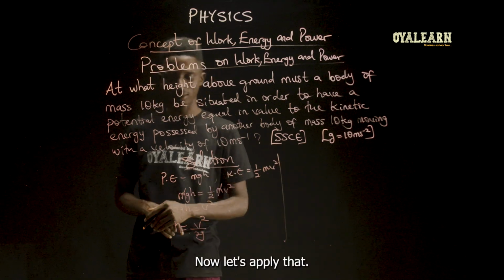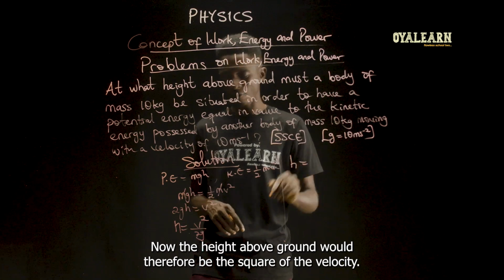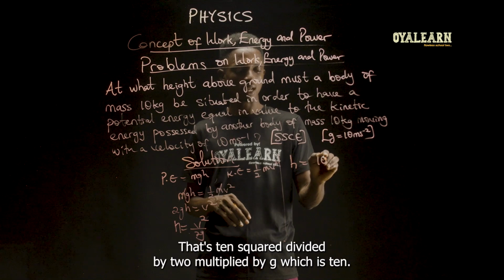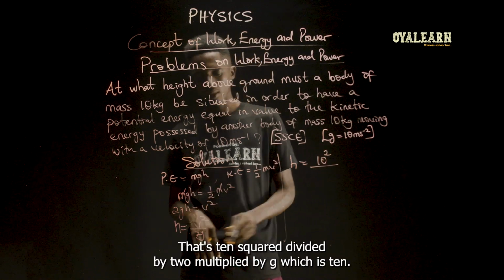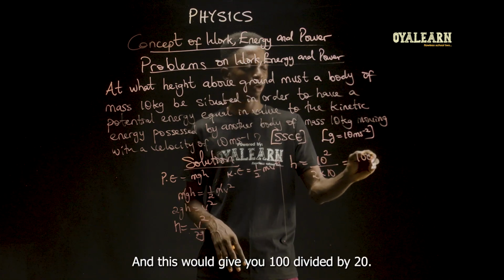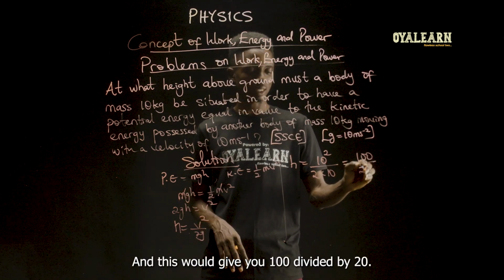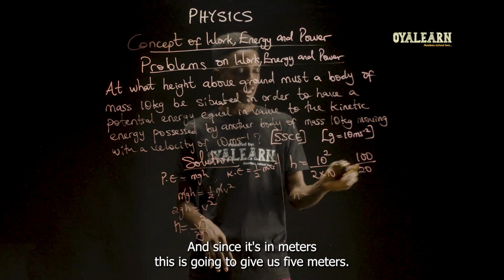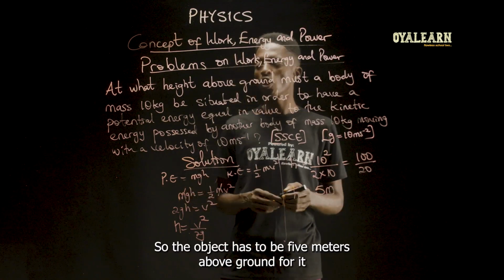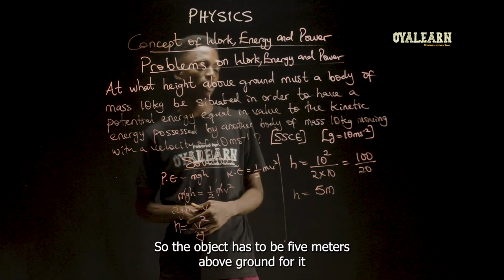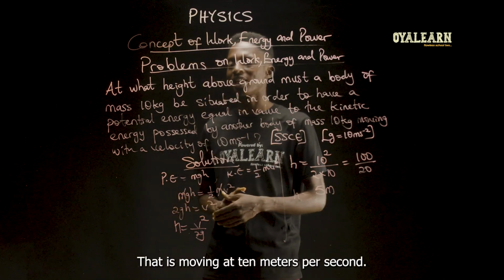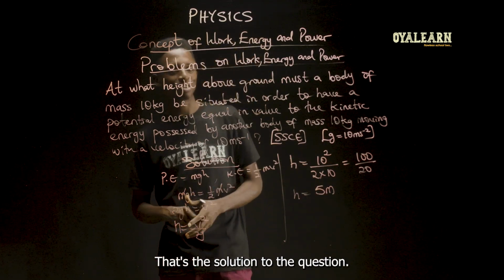Now let's apply that. Now the height above ground would therefore be the square of the velocity. Now the velocity is 10 meters per second, so that's 10 squared divided by 2 multiplied by g, which is 10, and this would give you 100 divided by 20. And since it's in meters, this is going to give us 5 meters. So the object has to be 5 meters above ground for it to have the same potential energy as the other object that is moving at 10 meters per second. That's the solution to the question.